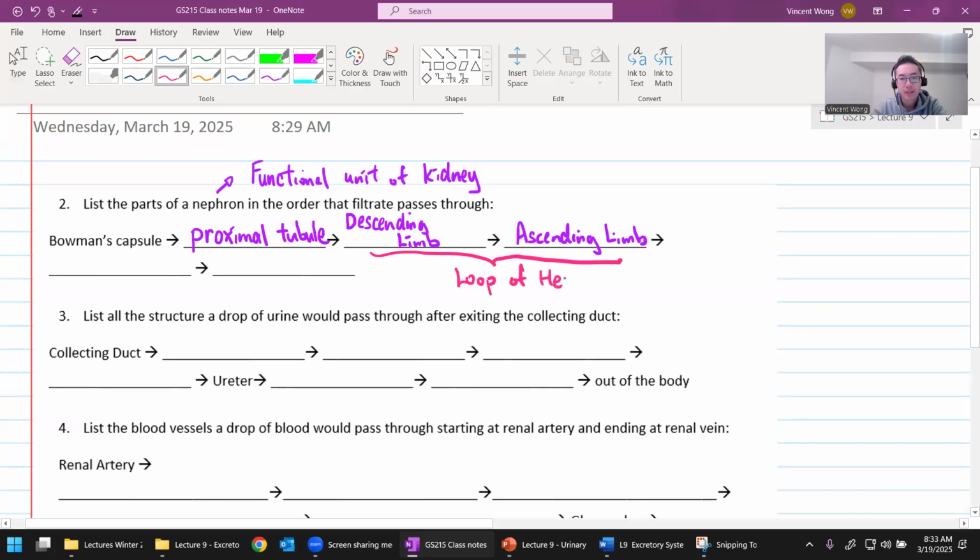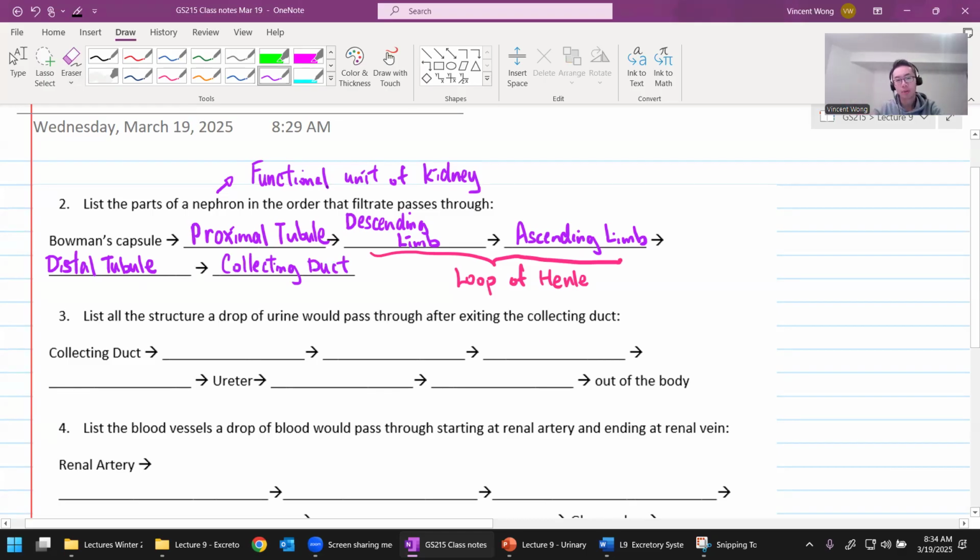Now, they actually do different things, the descending and the ascending limb, and we're going to talk more about it today. After the loop of Henle, it is going to go to the distal tubule. Distal tubule. Just keep them all capital here. And at the end, we have the collecting duct.